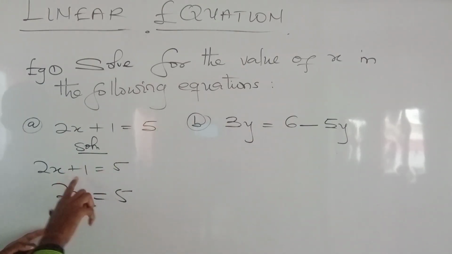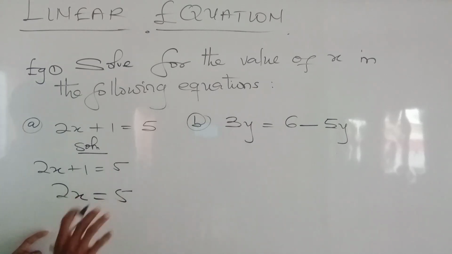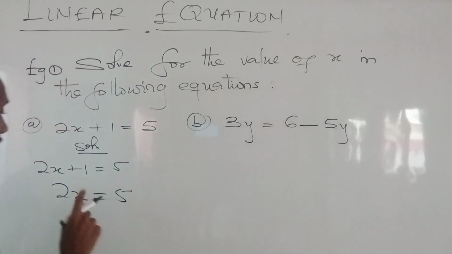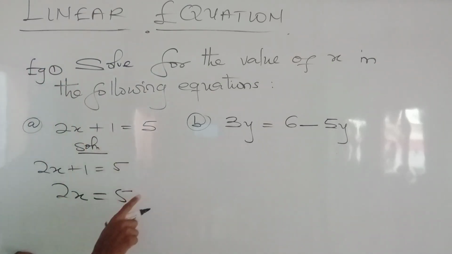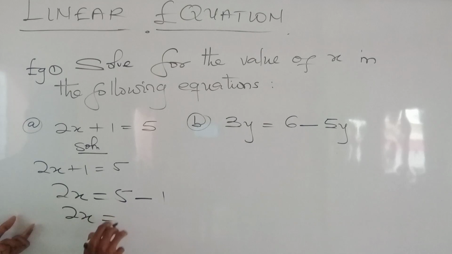It is positive. When it crosses the equal sign, it becomes negative. Don't forget, I said when anything crosses the equal sign, the sign changes. So this positive 1, when it crosses the equal sign to join the 5, becomes negative 1. Now let's simplify further. Write your 2s equals 5 minus 1, which gives you 4.